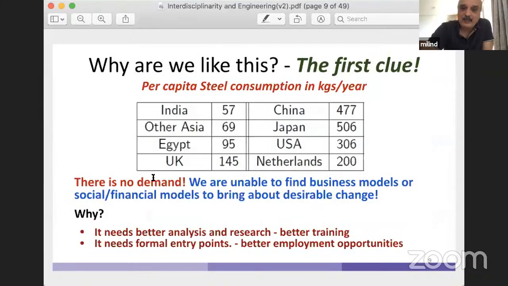Here is my understanding of it. Let us look at per capita steel consumption. We consume about 57 kilos per person per year. That's about 10 square meters of concrete. So if you build a house this year, you have exhausted your quota for about 5 years. If you compare other countries, the UK is 145, and China, of course, is 477. This is 2012 data.